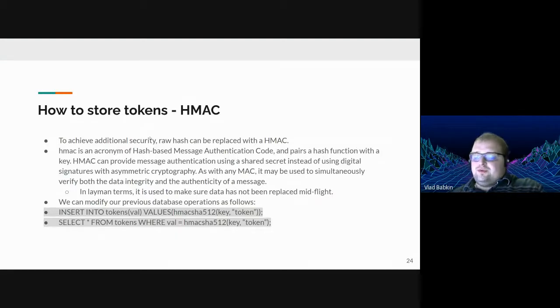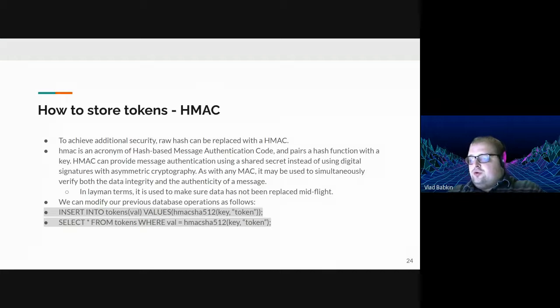Also, we can achieve some extra security by using a so-called HMAC. HMAC is an acronym of hash-based message authentication code, and it pairs a cryptographic hash function with a key. HMAC provides message authentication using a shared secret instead of digital signatures, which you might be used to from certificates if you ever worked with digital certificates. As with any message authentication code, it can be used simultaneously to verify data integrity and authenticity of the message. So, in layman's terms, we make it so that the authenticity of what we put into the database is controlled. If somebody tries to write a new value there, we will detect this instead of just proceeding as normal.